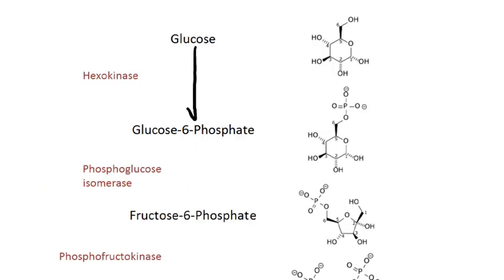The first step of glycolysis is going from glucose to glucose 6-phosphate. In this reaction, ATP is converted to ADP, and this reaction is facilitated by an enzyme called hexokinase. Magnesium is a cofactor in this reaction. Here you can see that the phosphate group has been added onto the 6th carbon.